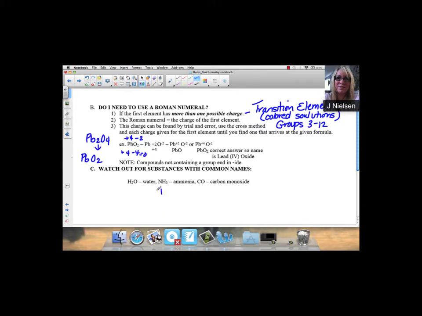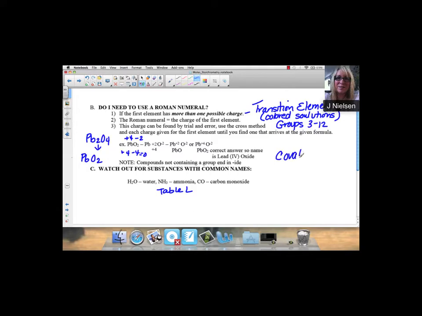But if you remember that it's a base, you can find it in Table L on your reference table. CO is carbon monoxide. Okay, we didn't say anything about covalent compounds.